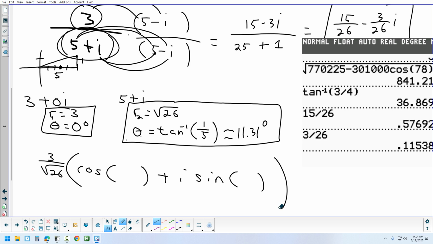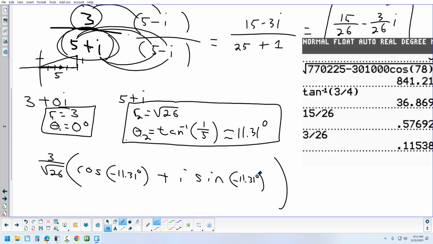And how do we get our new angle for the final answer? We take the old one and subtract the new one. Theta 1 minus theta 2. Whichever one is on the top, that's the one we're calling theta 1, and the one that's on the bottom we're calling theta 2. So it's 0 minus 11.31, which is negative 11.31.